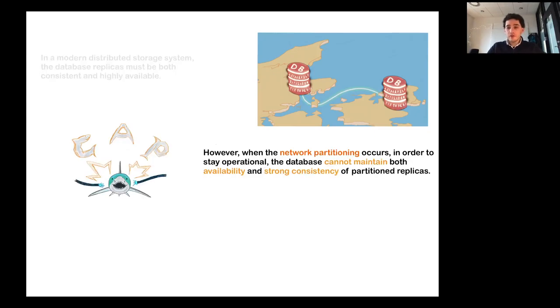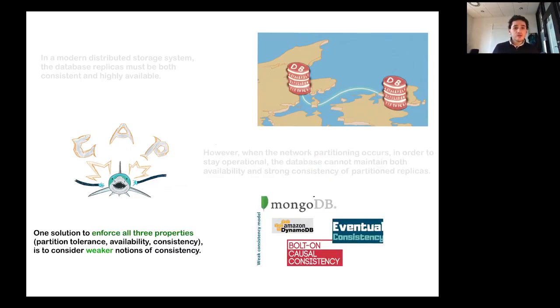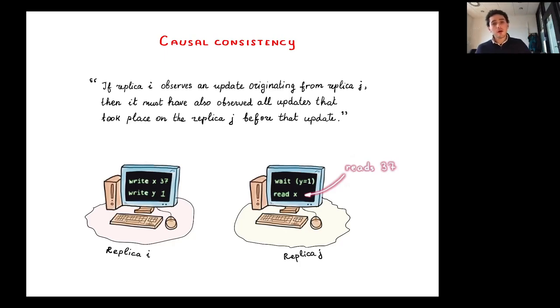However, as the CAP theorem states, when the network is partitioned, to stay operational the database cannot maintain both availability and strong consistency of partitioned replicas. One solution is to consider weaker notions of consistency. Among those solutions, one popular choice is causal consistency.